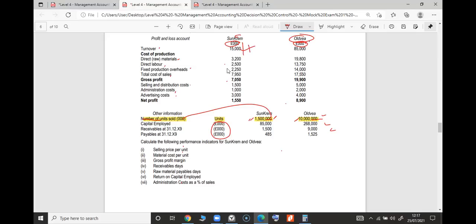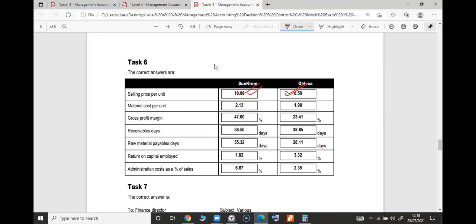So 15,000 divided by 1,500. This 000 gone, 15 gone, 1 left, so it's 10. And so this here, 85,000 divided by 10,000. You're welcome, as long as it is clear. Okay, so this, how many zeros there? 3 zeros, 3 zeros. When we divide, you get 8.5. I hope it makes sense, yeah? So that's how you get 10 and 8.5.